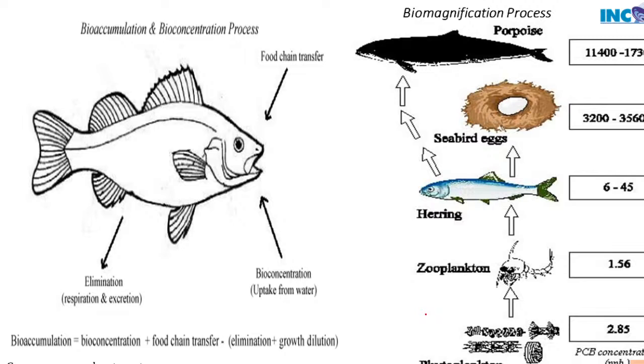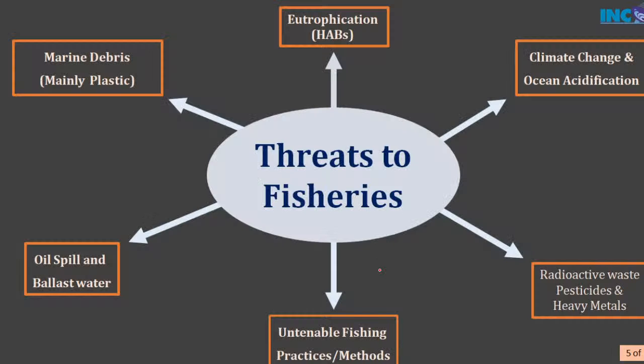In the coming slides we will discuss these causes and effects. These are the main threats to fishery resources: unsustainable fishing practices, oil spills and ballast water, and marine debris. This is the most serious concern in the environment, how we are throwing plastic into the environment without knowledge. Finally, eutrophication means the influx of nitrate, phosphate or silicate into the coastal system.